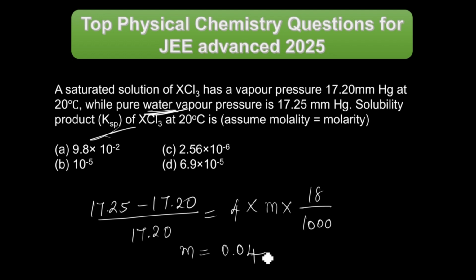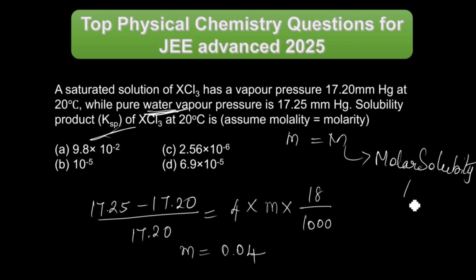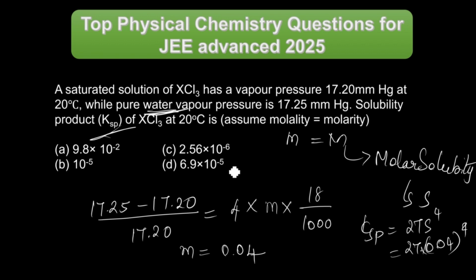So m value equal to M, molarity equal to molality. They have given, assumed like that. So molarity will be equal to the molar solubility. Correct? So the molar solubility, that is S. So we already know KSP is equal to 27 S to the power 4. So S value, that is 0.04 to the power 4. So while solving that, you will get the answer as 6.9 into 10 to the power minus 5. Okay, option D is the answer to this question.